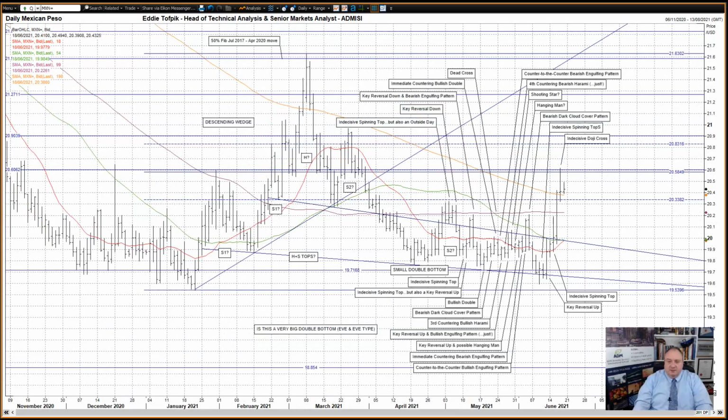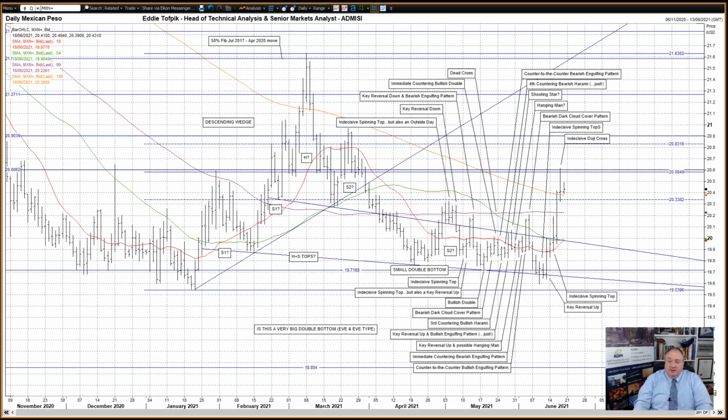US dollar against the Mexican peso. A long-tongued, indecisive doji cross yesterday that tried to test up to the recent 50% Fibonacci line at 20.5849, but found it a little too much. Yet still confident enough to make a second consecutive close over the long moving average, currently 20.38 even, if only just.